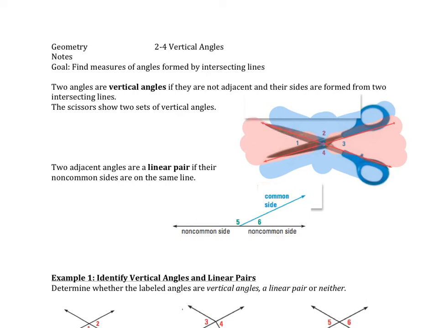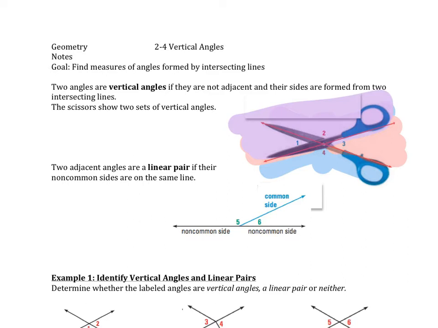Two adjacent angles are a linear pair if their non-common sides are on the same line. Looking at this example, the pair of scissors, I'm going to try to change the colors here. Purple, because red and blue make purple. Angles 1 and 2 would be a linear pair because, as you can see, it's two angles and they form a straight line.